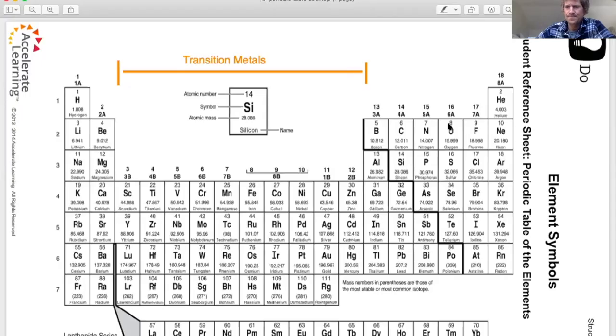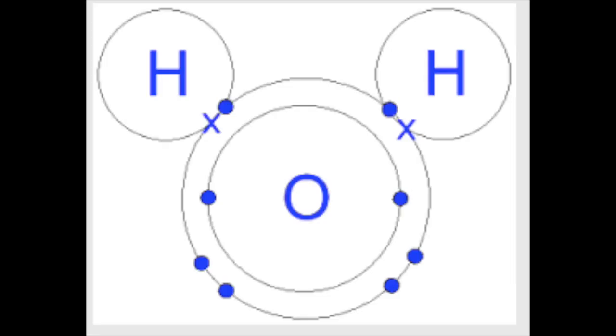But in water, H2O, 2 hydrogens donate an electron to that outer layer, making the oxygen more stable, and that's how water is formed.